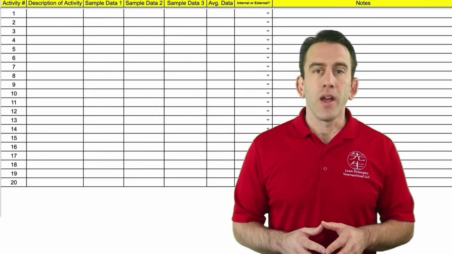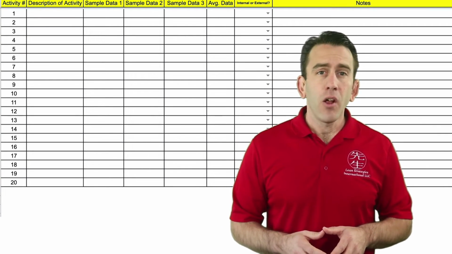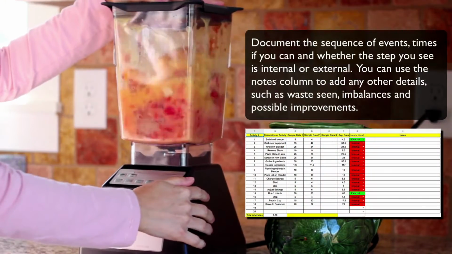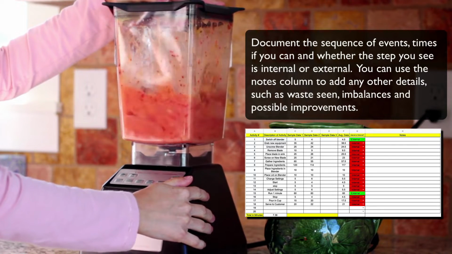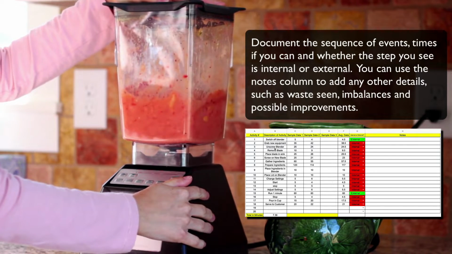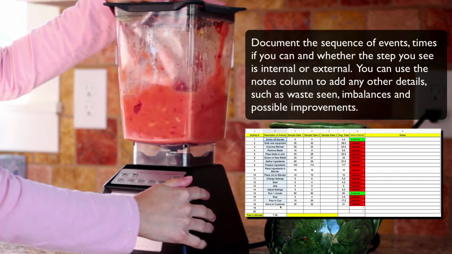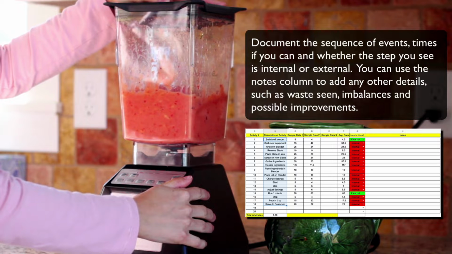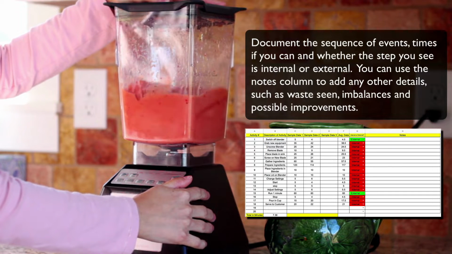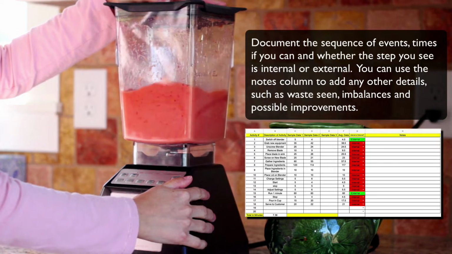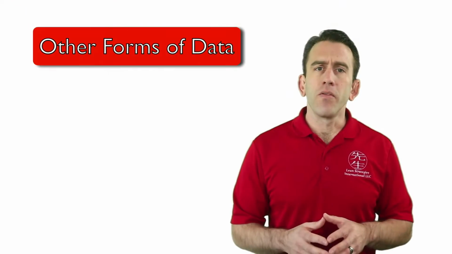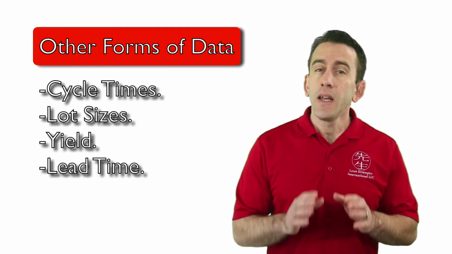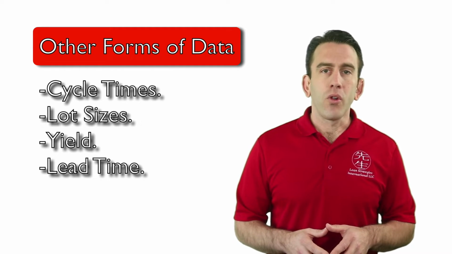A simple sample template is shown here and available in the resource section of this module. While at the Gemba, document the sequence of events, times if you can, and whether the step you see is internal or external. You can use the notes column to add any other details such as waste seen, imbalances, and possible improvements. Some other forms of data you may want to consider are cycle times, current lot size, yield, and maybe even the total lead time.